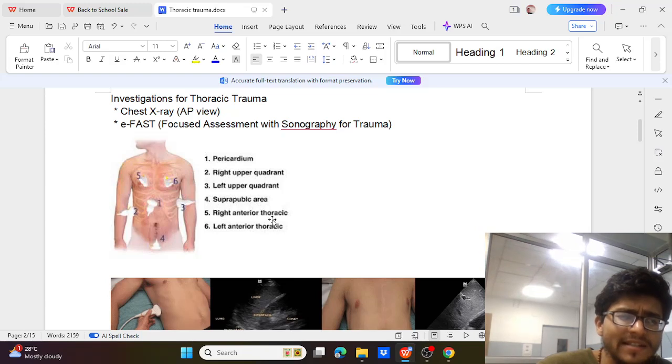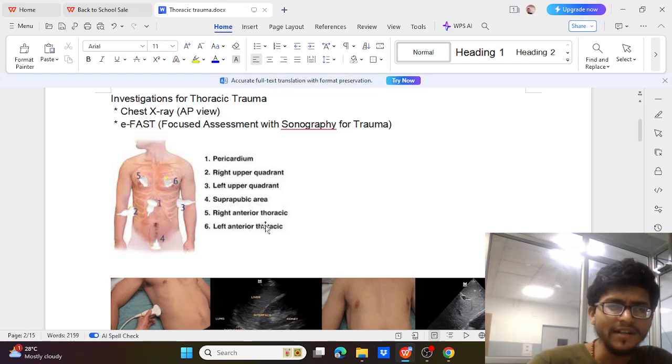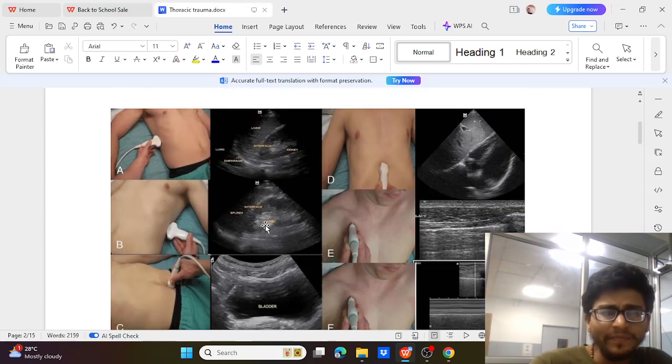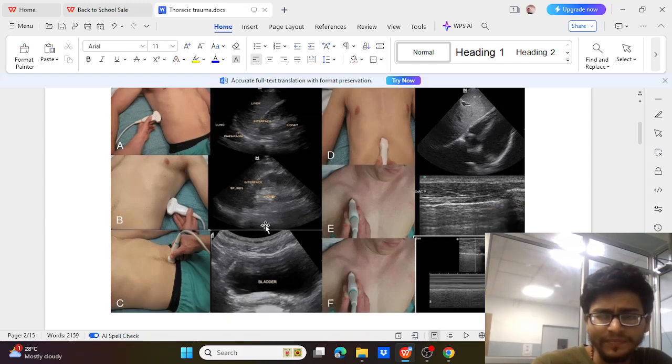Then both the thorax, fifth and sixth. So these are the sites where we check in the E-FAST, extended FAST. Now this is the diagram of the actual image of FAST.